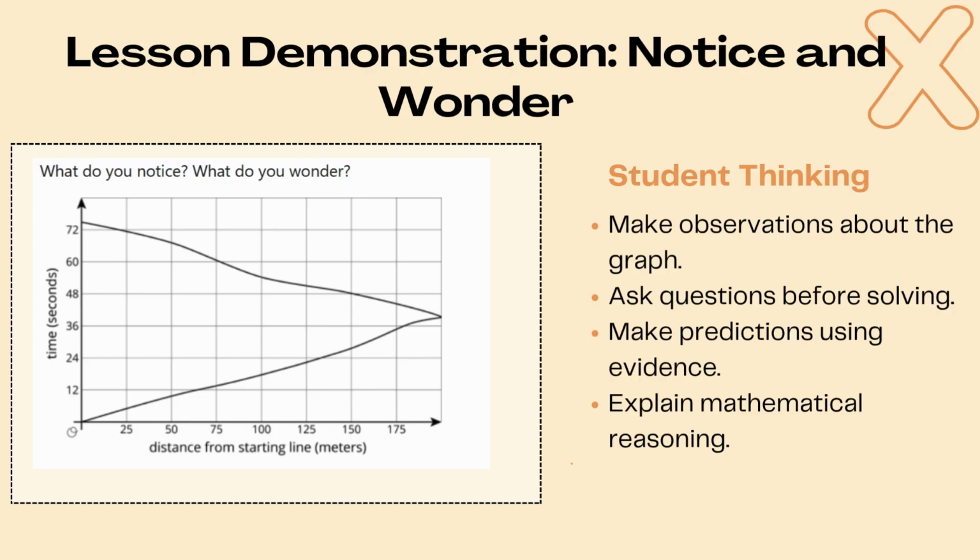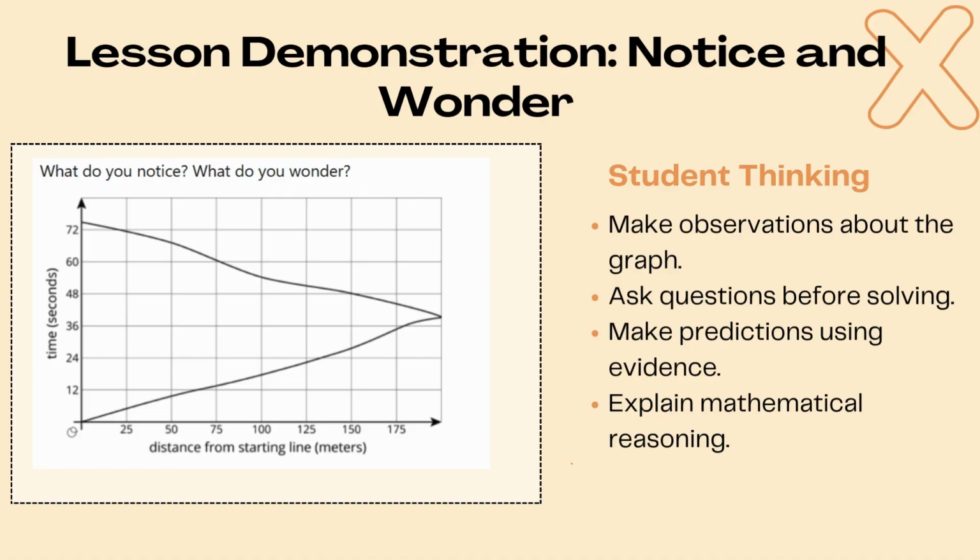The first activity in the lesson is a notice and wonder. This instructional strategy encourages students to examine a graph before attempting to solve any mathematical problems. Rather than beginning with a question that has one correct answer, students are invited to make observations about the graph and ask questions about the mathematical relationship it represents.